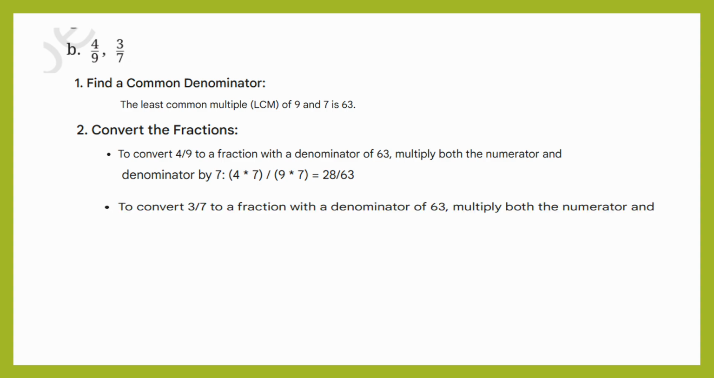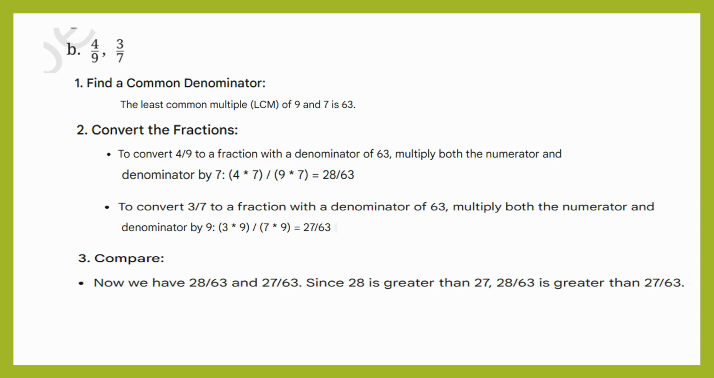Then see the next fraction, 3 by 7. To convert 3 by 7 to a fraction with a denominator of 63, multiply both the numerator and denominator by 9. 3 into 9 is 27. Then 7 into 9 is 63. Then compare. Now we have 28 by 63 and 27 by 63. The denominators are the same. Since 28 is greater than 27, 28 by 63 is greater than 27 by 63. Therefore, 4 by 9 is greater than 3 by 7.